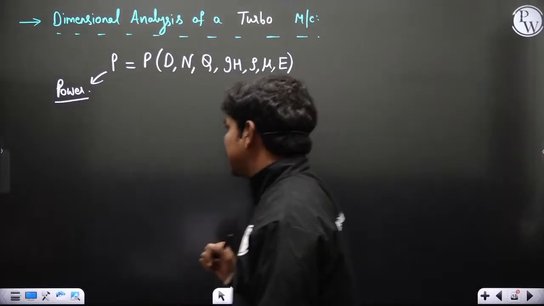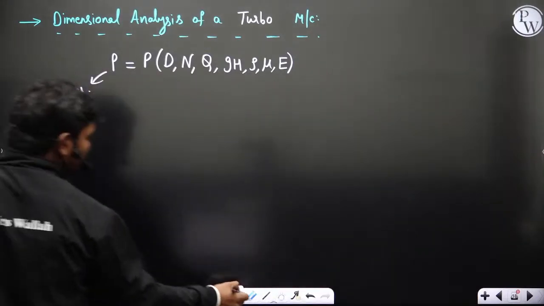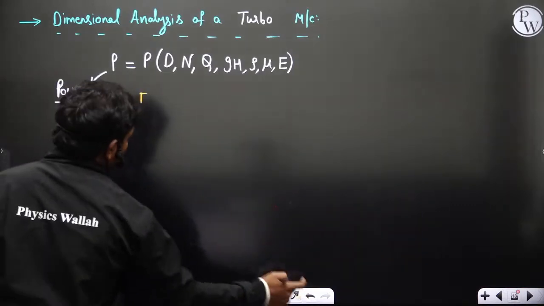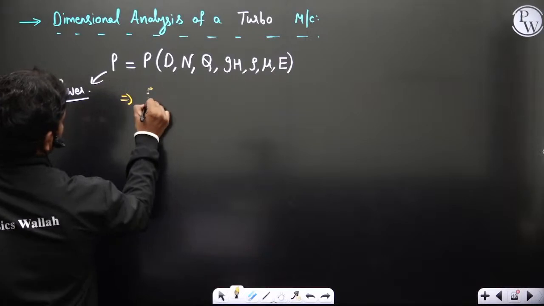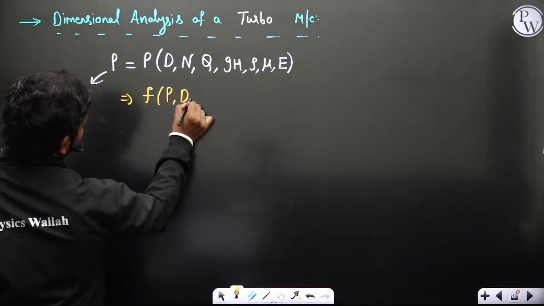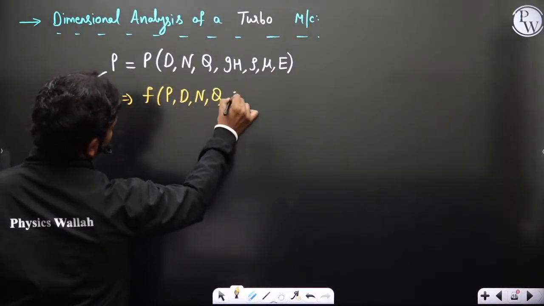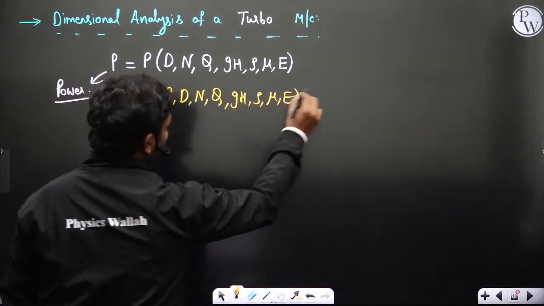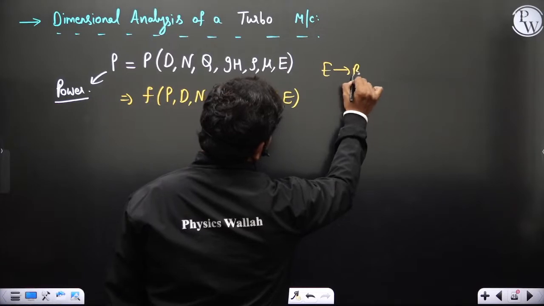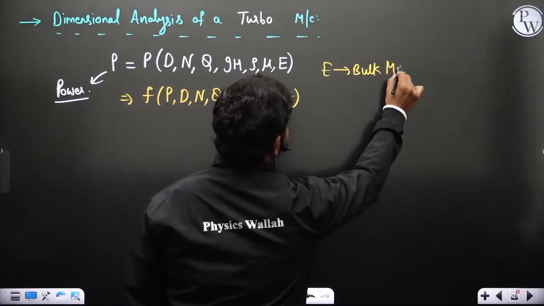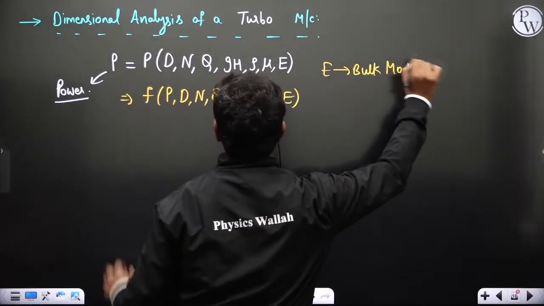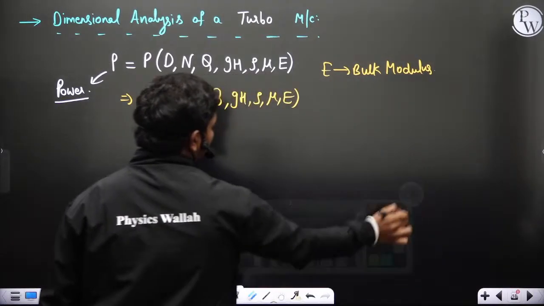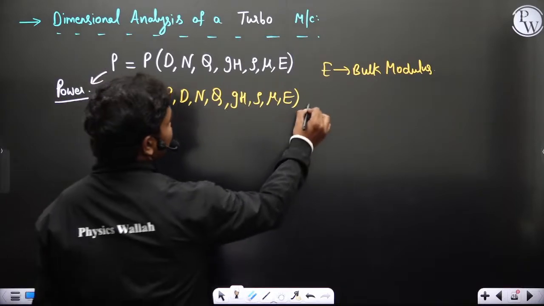Okay, so let's see. We can write this as some function of power, diameter, rotational speed, Q, gH, rho, mu, and E. E is the bulk modulus, which you generally see in compressibility effects. Right now there is no heat, so it is clearly the adiabatic bulk modulus. This function is equal to 0.